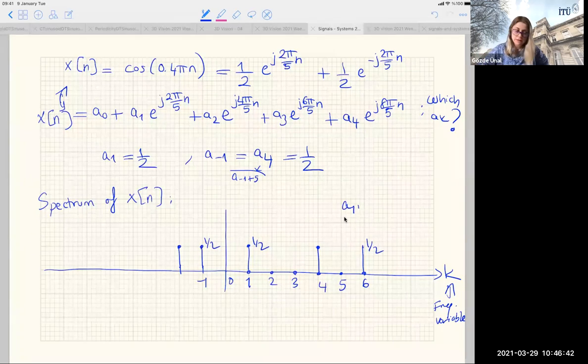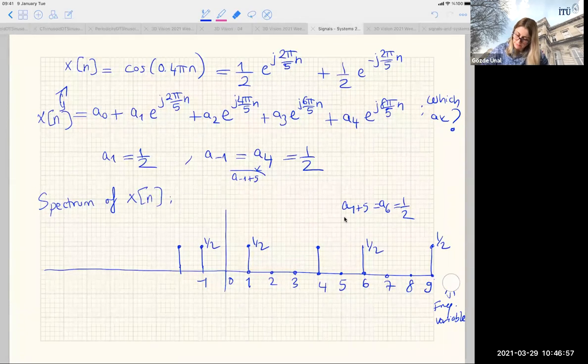The periodic repetitions start after some point: 8, 9. Then 9 is again 1 over 2. 10 is 0, 11 is again 1 over 2. Maybe I should write this out. This is k, the frequency variable. Just for your notes when studying, this is 11. I do the same for this side.